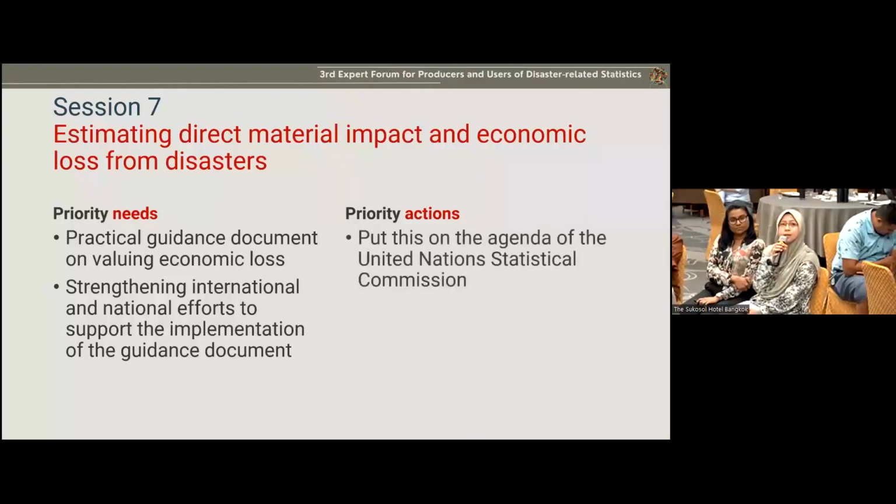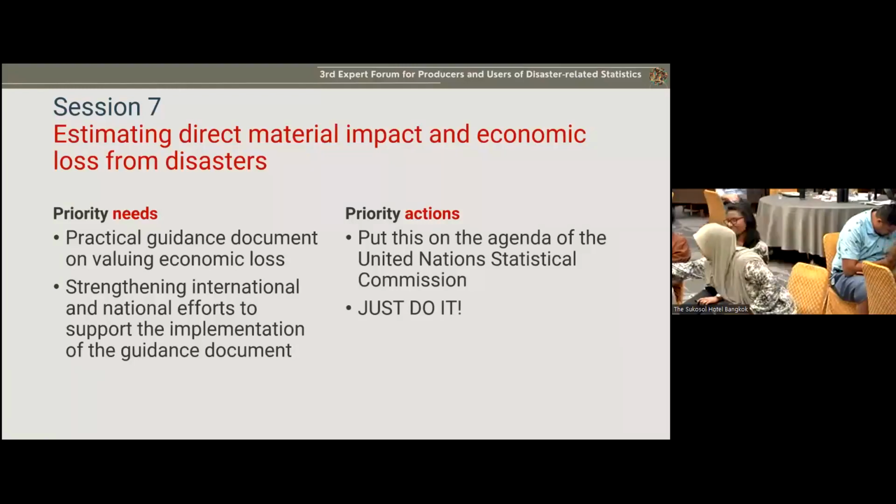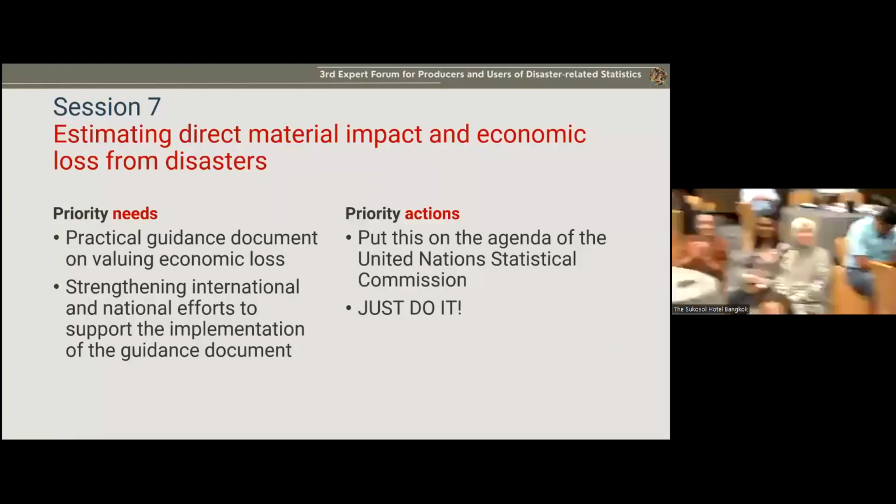So the priority action is to put this on the agenda of the United Nations Statistical Commission. And of course, let's just do it. Thank you.